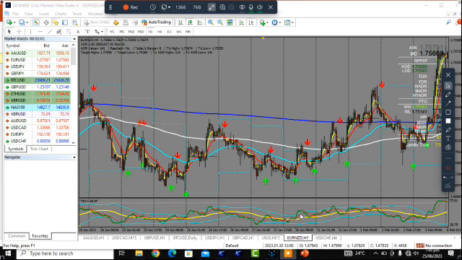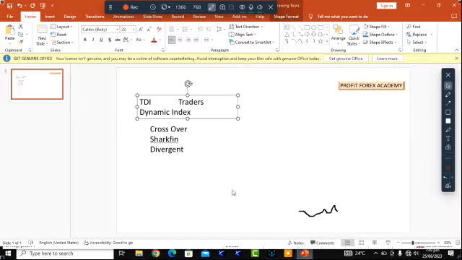When the green line, which is the signal line, crosses over the red line, which is the price line, you know that the market is going to go in that particular direction. So that is for crossover. And now we're going to be talking about the shark fin. Yes, we're talking about shark fin.